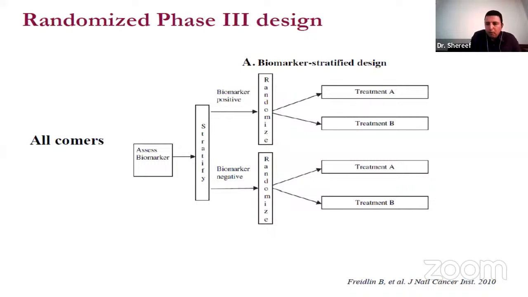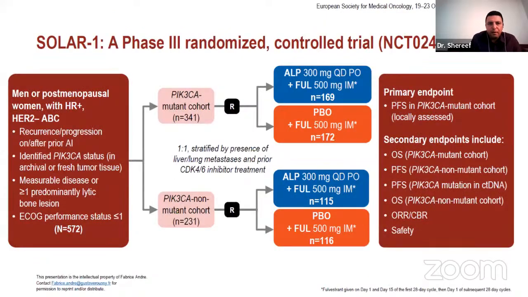Another example of phase 3 trials combined with testing for a biomarker is, again, an all-comer design. However, they are testing for the biomarker upfront, and they have separate randomization. Patients with biomarker positive results are randomized separately into experimental versus control arm. Biomarker negative patients are randomized in a separate randomization between control and experimental arm. And we have some famous examples for that.